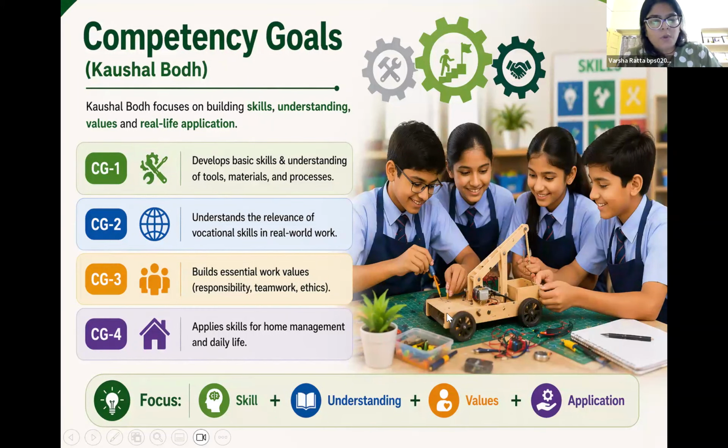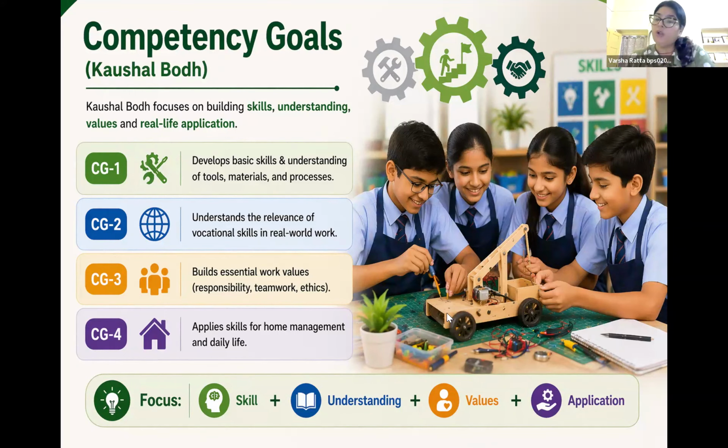Then we also move ahead to CG4, that is competency goal 4, and it says apply skills for home management and daily life. Now see, one of the projects, suppose ma'am said that they have a kitchen garden in the school. So what is going to be the use of this kitchen garden in their daily life? That is also very important for the child to understand. Why is the child doing it? So competency goal 4 says that these skills can be applied.